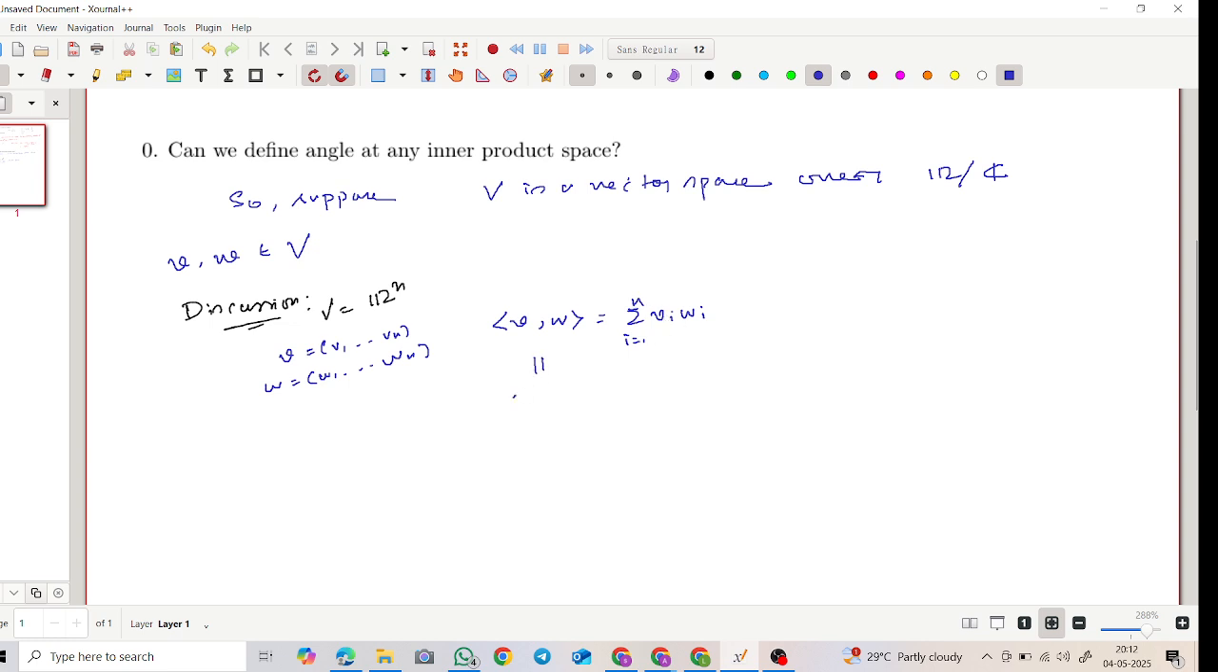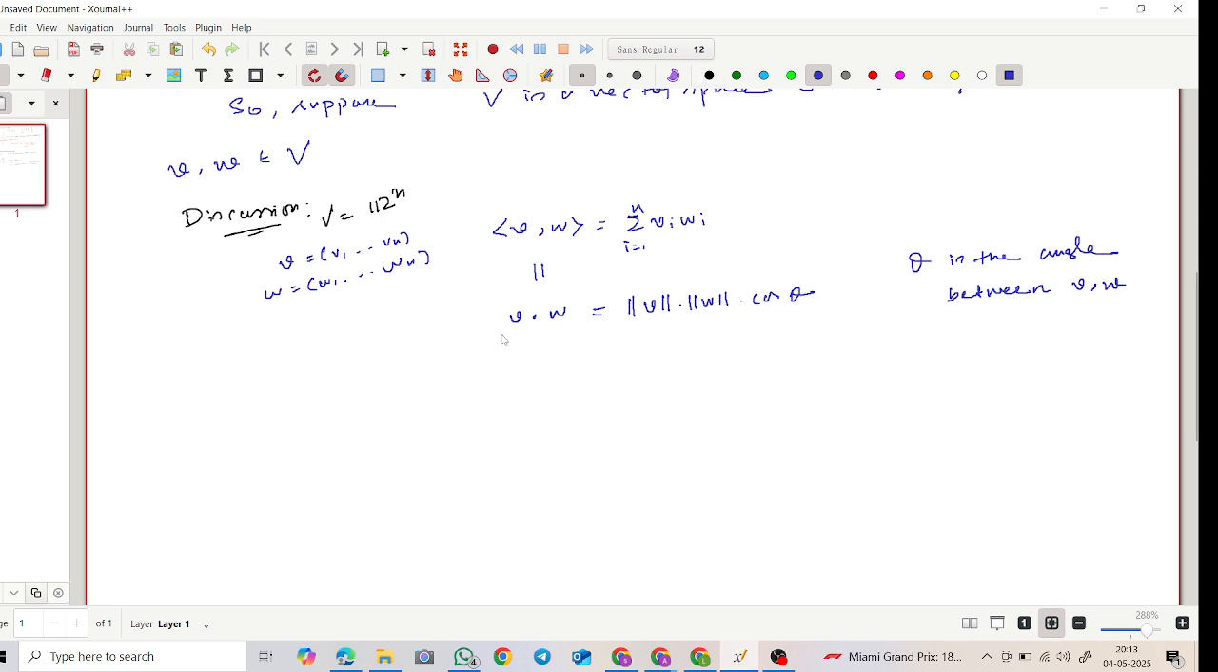But we also know that this is nothing but the dot product between v and w. I mean, I should say v transpose w, or maybe v dot w is good enough. So when we talk about this dot product, what is the formula? The formula is norm v times norm w times cos theta, where theta is the angle between v and w, right?